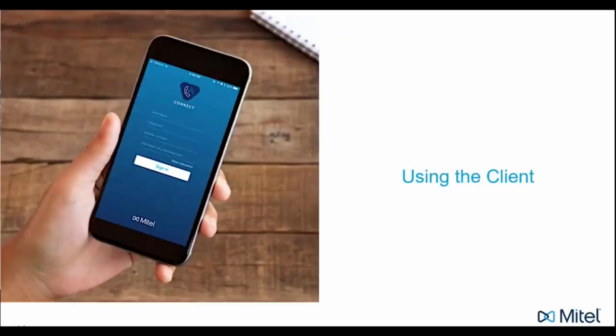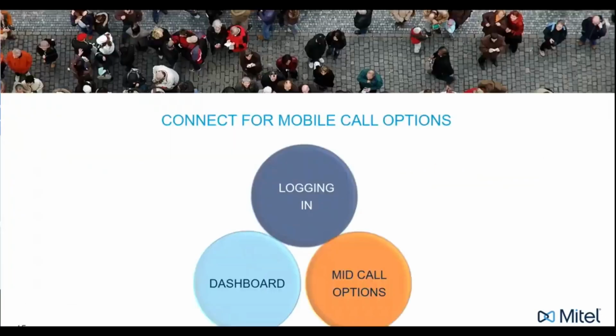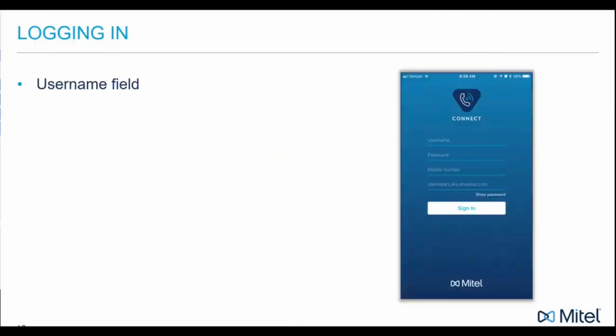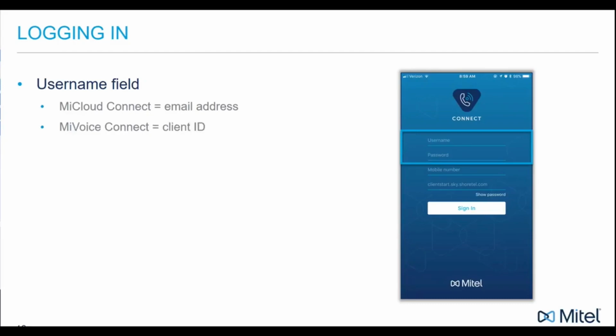Now let's explore how to use the Connect for Mobile client. In this section, we'll discuss how to log in, viewing the dashboard, and mid-call options. Once you've started your Mitel Connect mobile app, you will be presented with the login screen. For My Cloud Connect users, the login name will be your email address. For My Voice Connect users, your login name will be your client ID, and your password will be your desktop client password.